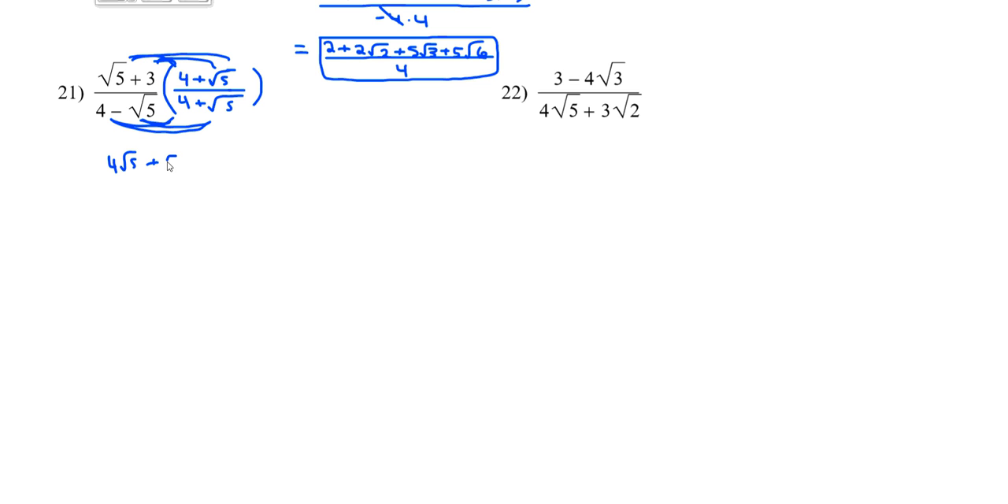In the denominator, that's the difference of two squares pattern. So the first two give me a 16. The outside and inside will cancel each other out. And the last two, a negative times a positive is negative. Root 5 times root 5 is root 5 squared, or 5.